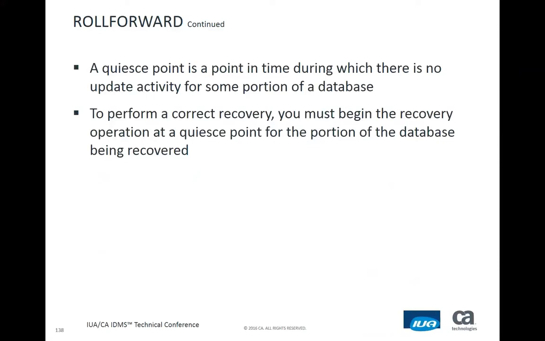Now, before we get into the hot backups, typically you're going to be going back to a backup, and that backup becomes a quiesce point. So you want to find the point in your journals that corresponds with that backup file. So you start the recovery from that quiesce point, and you roll forward to the quiesce point after or at the point where the database would be restored to its integrity.